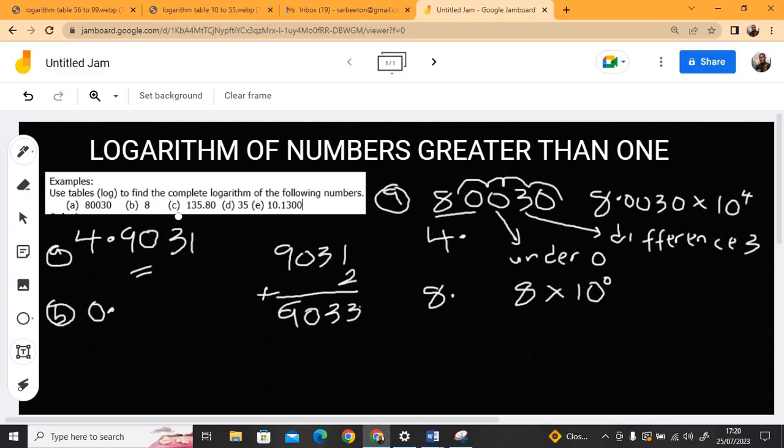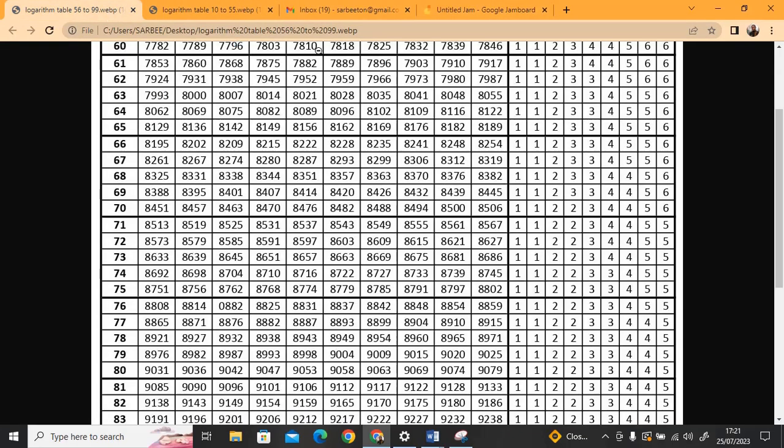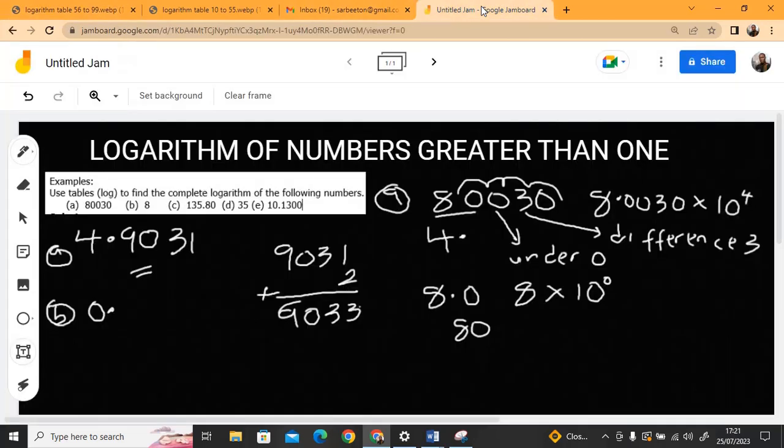Now the next thing is, there is no 8 in my logarithm table. What am I going to do? You see, this 8 also means 8.0. So you join them together. Instead of looking for 8, you look for 80. So let's check logarithm of 80. I think we did that earlier. That is 9031, under 0. So the logarithm of 80, under 0, is 9031. So this is for number B.